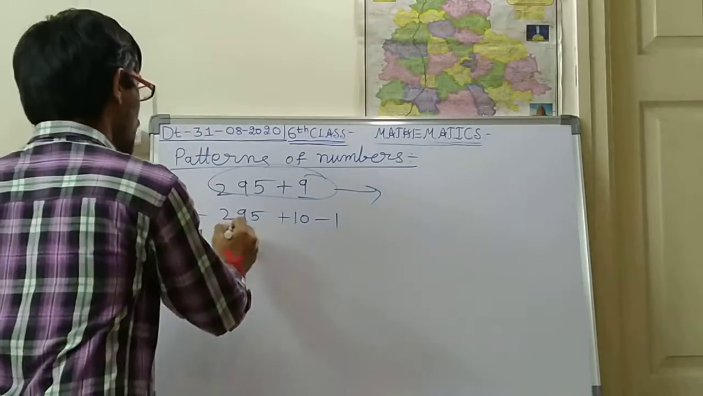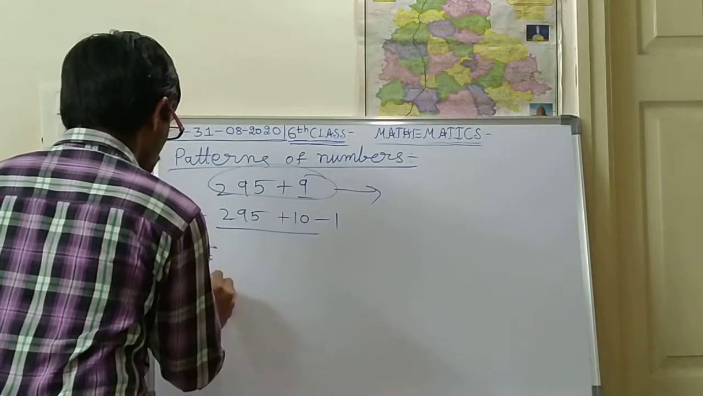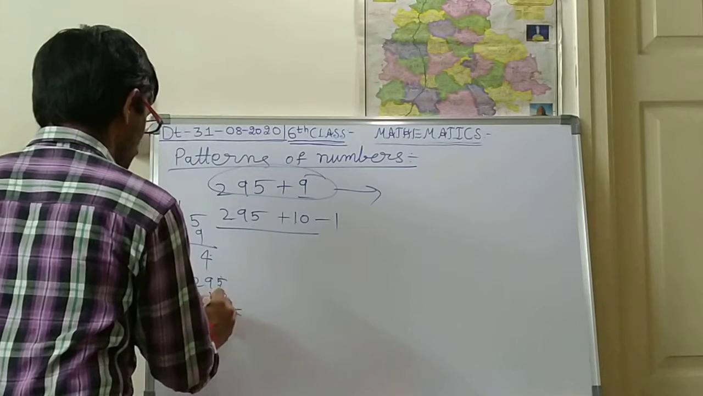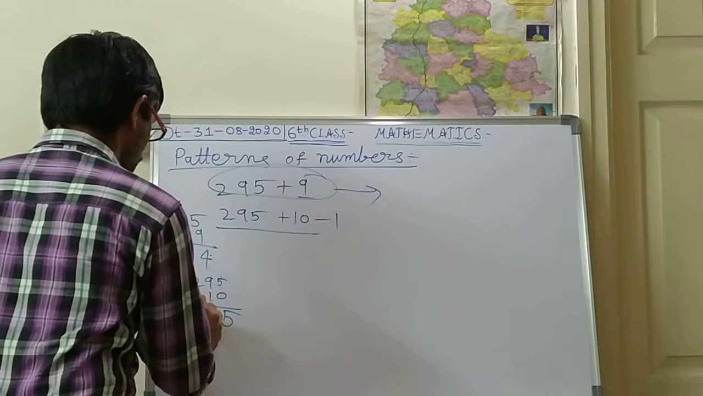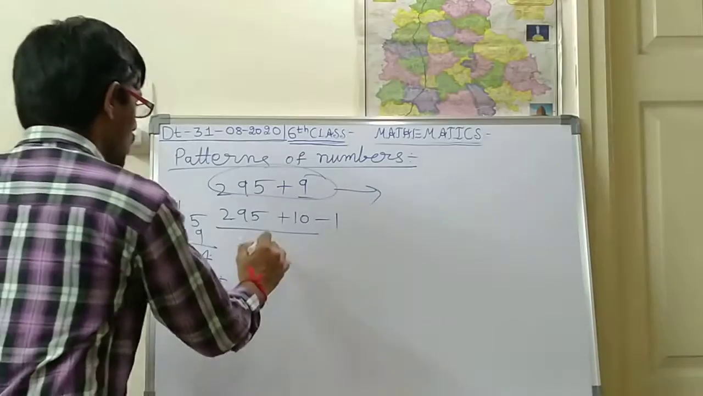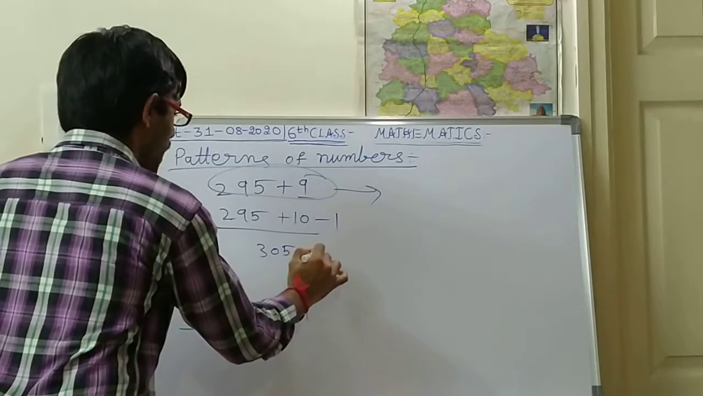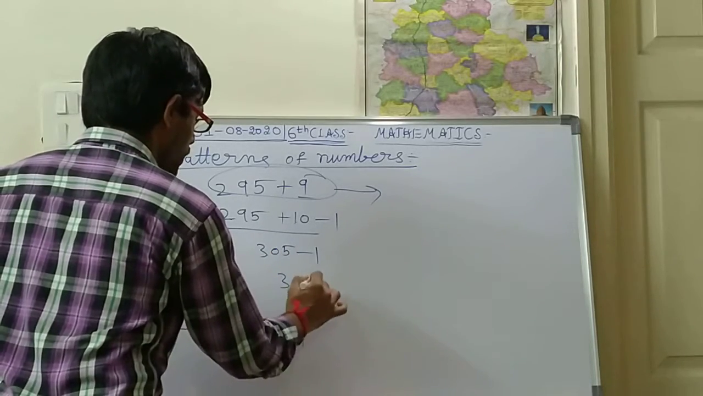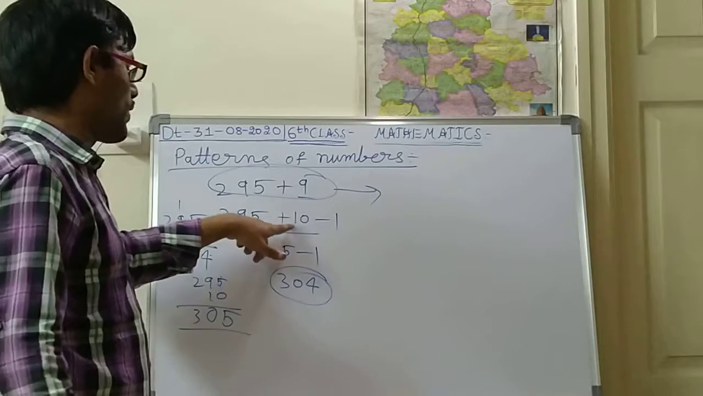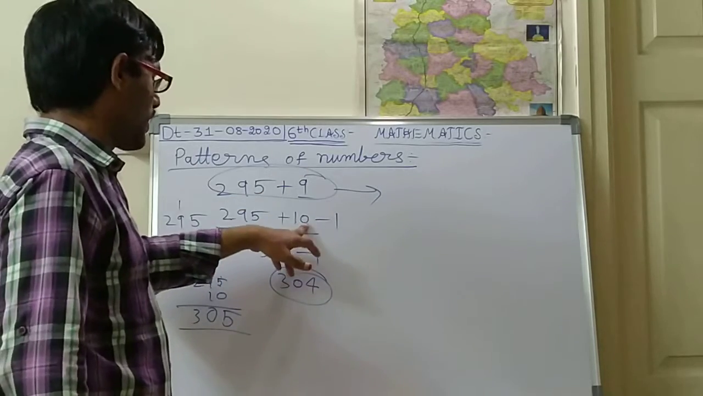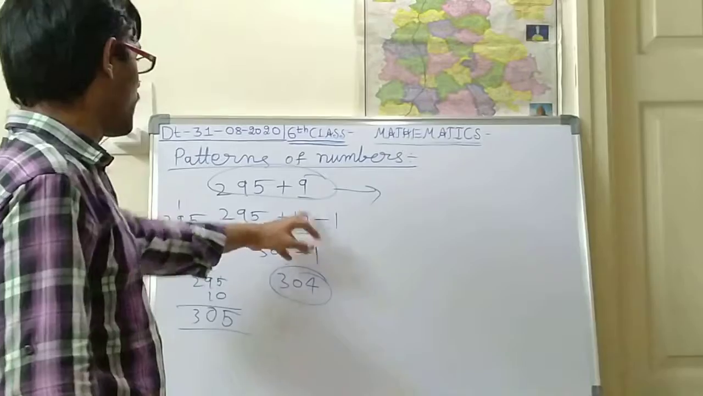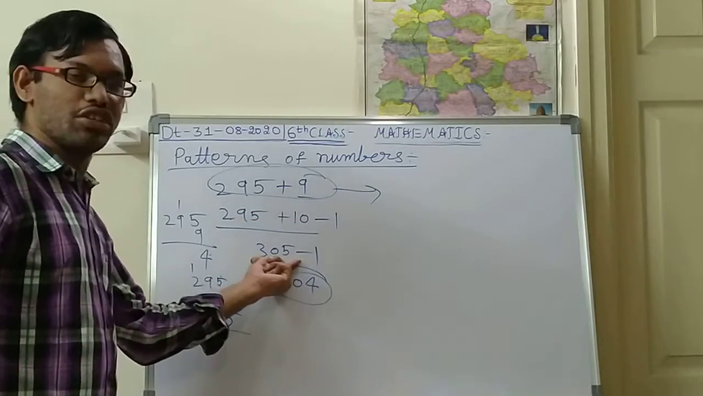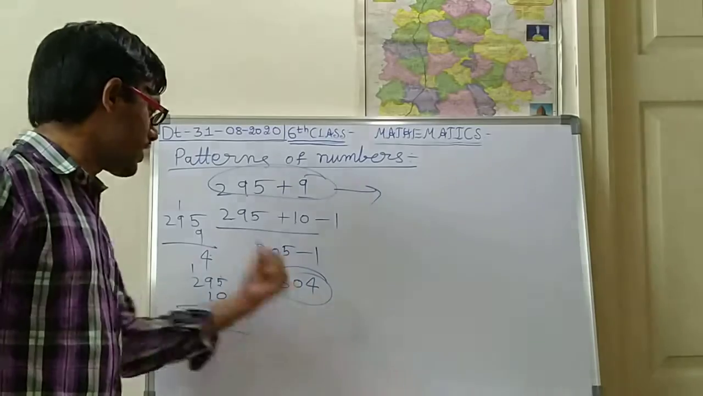See here, 295 plus 10 we want to find. What is 295 plus 10? 5 plus 0, 5. 9 plus 1, 10. 2 plus 1, 3. So 305. So 305 minus 1 is 304. Okay, 295 plus 10, sorry. Actually, here I thought that there is 100. If there is 100, then 395 will come. So here 295 plus 10 means 305. 305 minus 1 is 304.